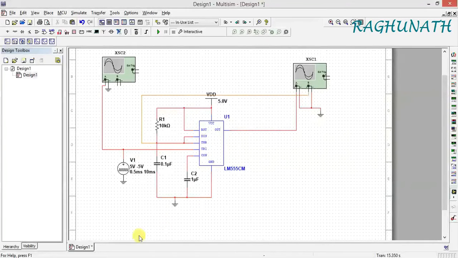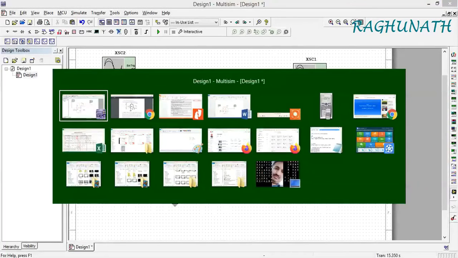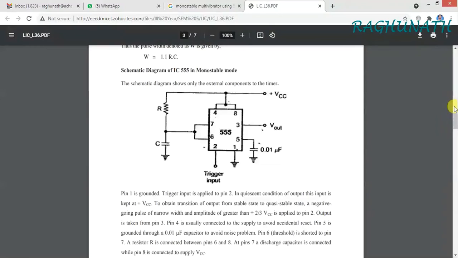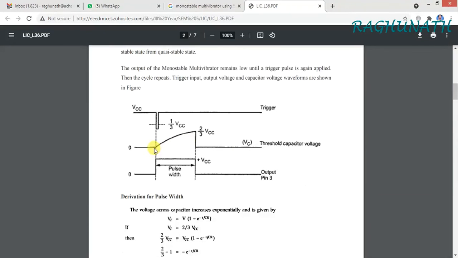So that capacitor voltage you should get this type. Okay, you should get capacitor voltage. I'll show you. Capacitor voltage is this. So capacitor voltage starts from 0 to 2 by 3rd VCC. So if the VCC is 5 volts, around 3.2 volts, when the capacitor voltage reaches 3.2 volts, immediately output of pulse width should go from high to low. So this width is 1.1 time RC, and this is the pulse.